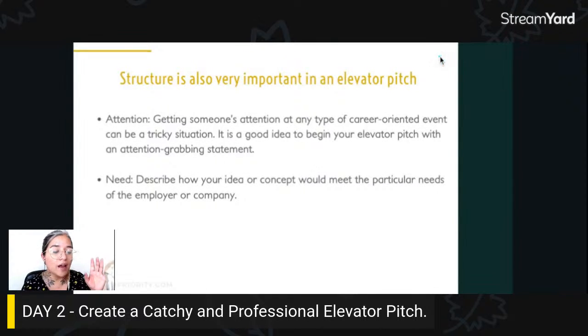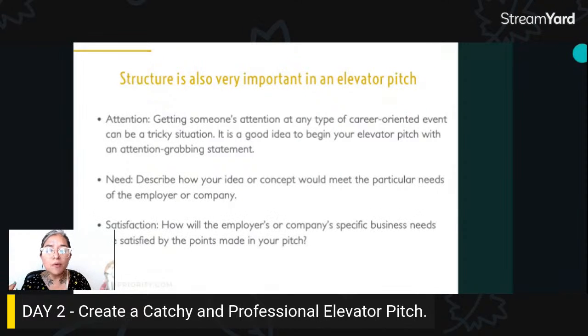So first of all, we have to grab their attention. Then we have to describe how our ideas, our concepts, our values, our skills would meet the needs of that person. Why am I useful to you? Why should you listen to me? What do I have to offer that is valuable for you? Okay, so we have to let them know, not that they need us, but at least that we're useful.